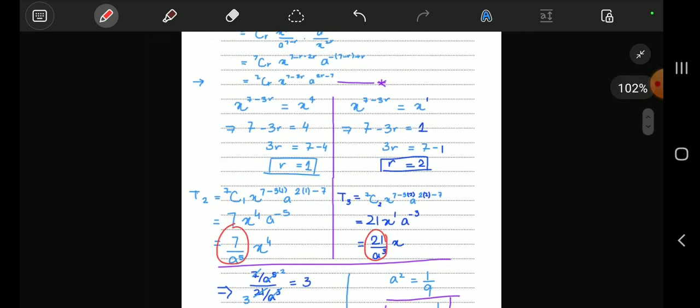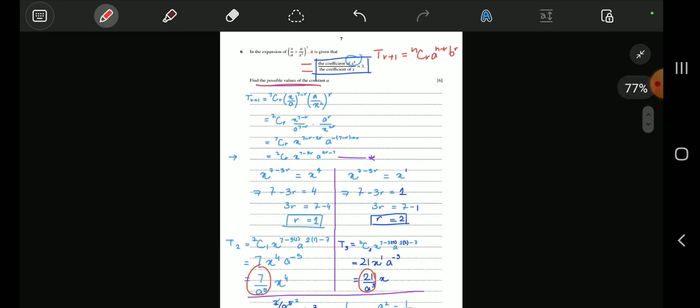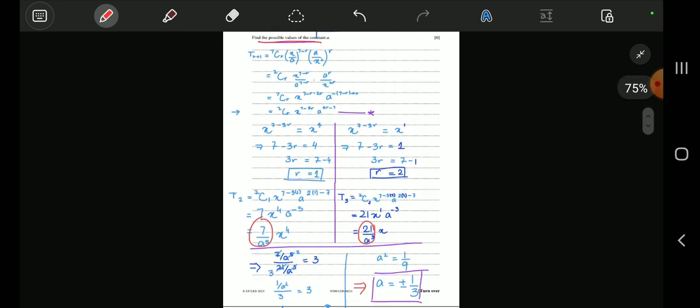Okay, so this is what they have asked: find the possible values of the constant a. So we are finding multiple values of a because they have asked us to find all the possible values. So this is the whole working.